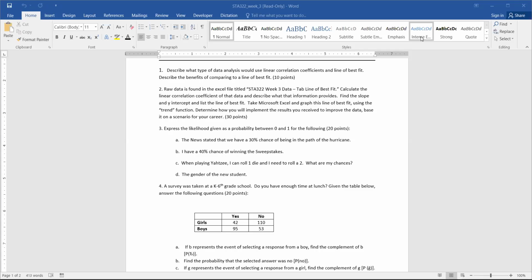We can look at this and say, okay, it appears that more girls than boys say there is not enough time for lunch. Okay? Because we've got 42 out of 152 saying yes, versus 95 out of 148 of the guys. So the guys are more satisfied with the amount of time at lunch. This does not say anything about why.